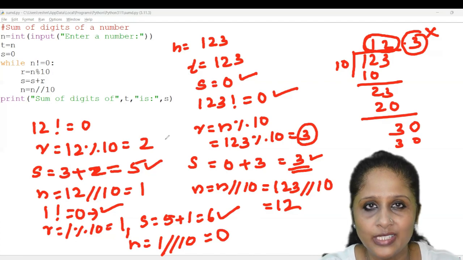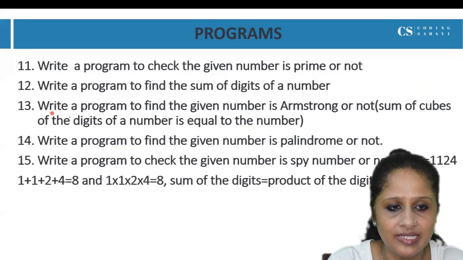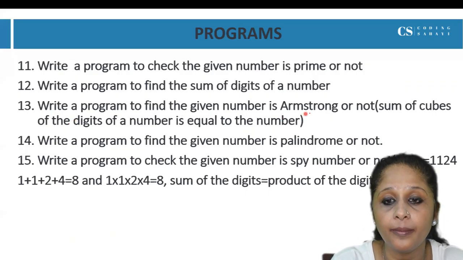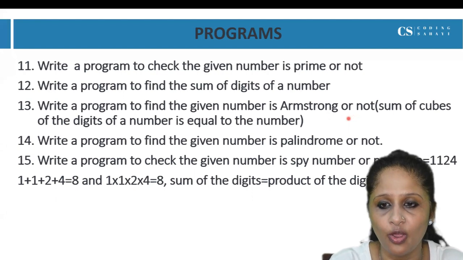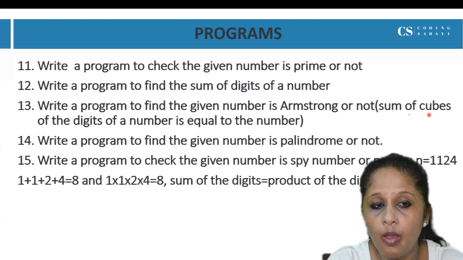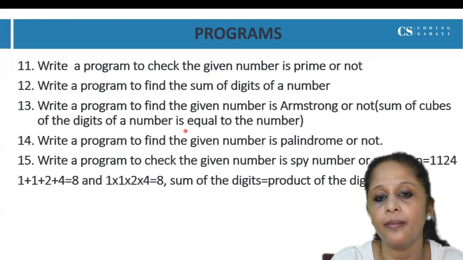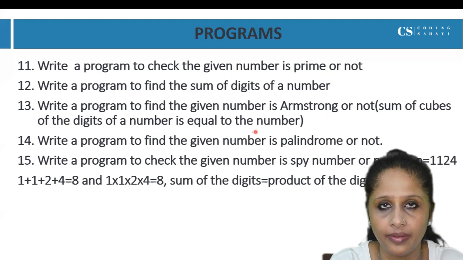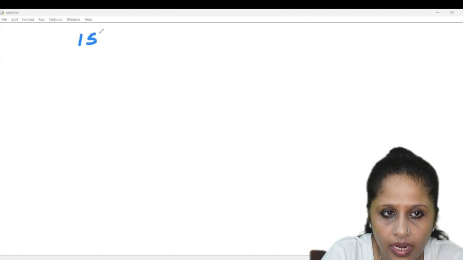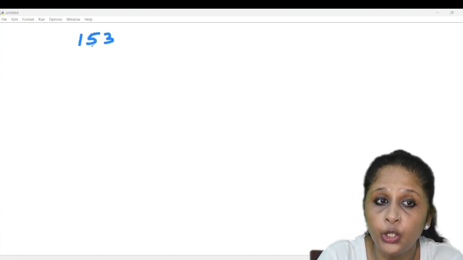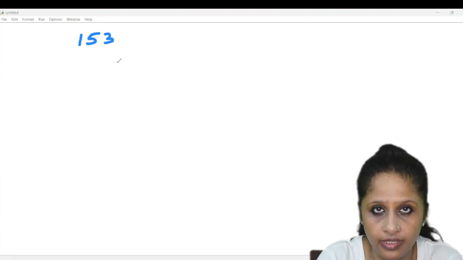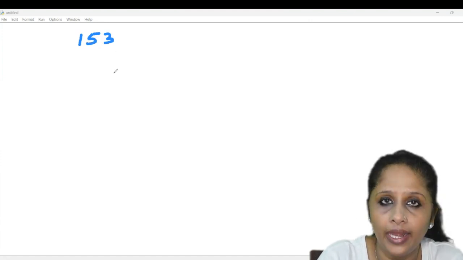So let's write the next program. So our next program is write a program to find the given number is Armstrong or not. So what do you mean by Armstrong? See here, sum of cubes of the digits of a number is equal to that number. Suppose you have a number 153. Here actually we need to find the cubes of each digit first. Then you need to add it.